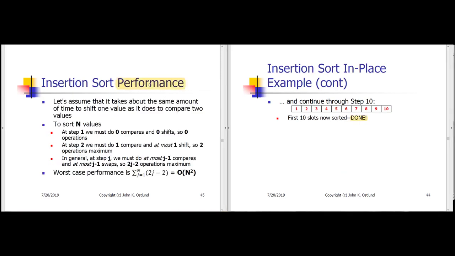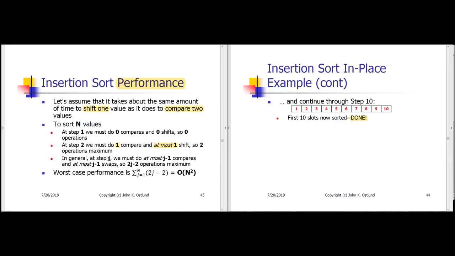As far as performance analysis goes, let's assume that shifting a value takes about the same amount of time as comparing 2 values to each other. We need to sort n values. In step 1, we don't actually have anything to do. In step 1, we just leave the volume in slot sub-0 in its place. So we do no compares and no shifts. In step 2, we have to do one compare, and that will in turn cause us to do at most one shift. So we have a maximum number of operations of 2 in step 2.